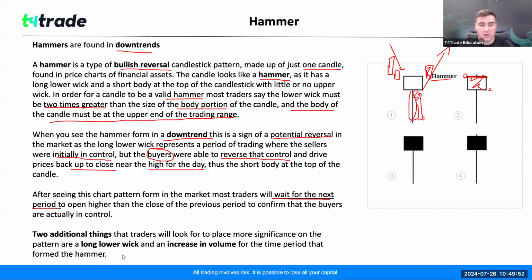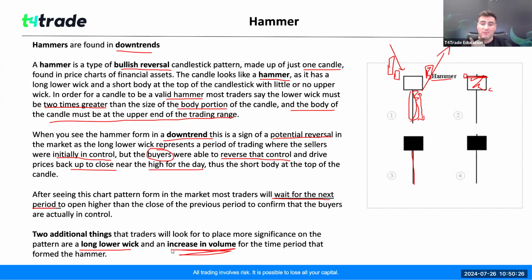So two additional things traders will like to look for in order to place much more significance in this kind of pattern are a long lower wick, okay, but also an increase in volume. Super significant is the extra dimension that technical analysts look at when they do their analysis. So you have, as we mentioned, price, open interest, and volume. Price is the most important, volume is supplementary, comes second, and third is the open interest.